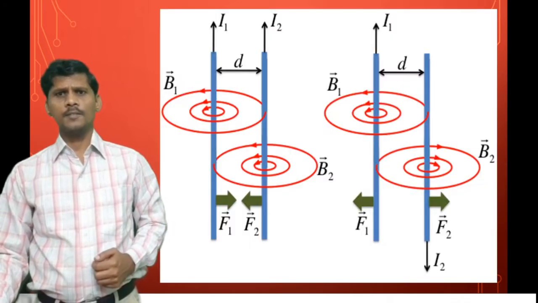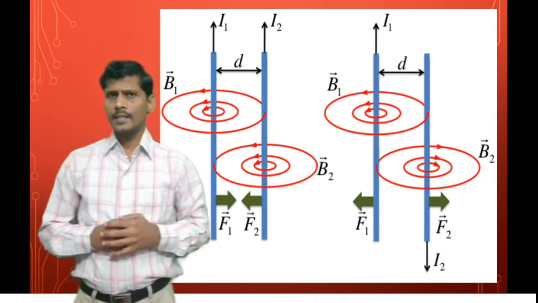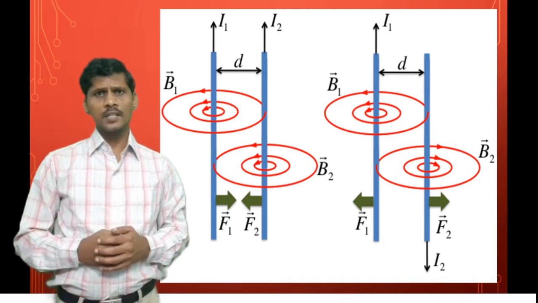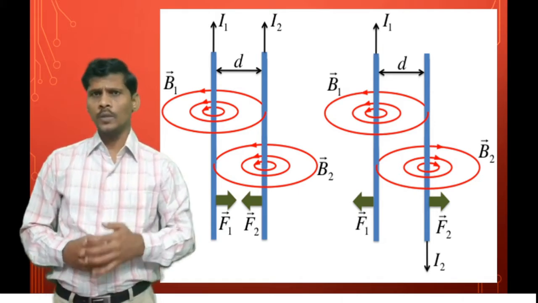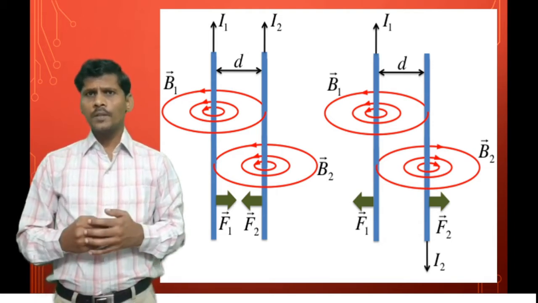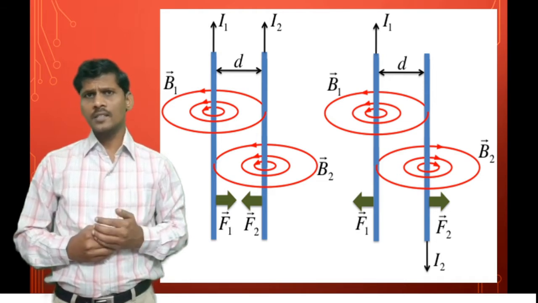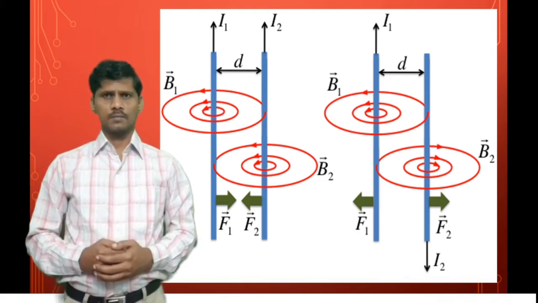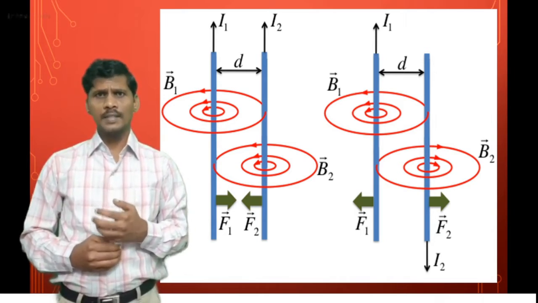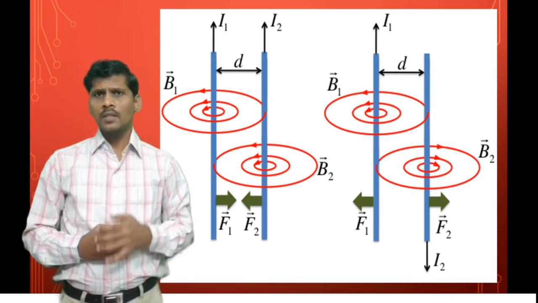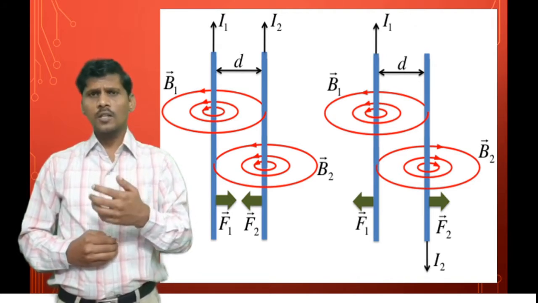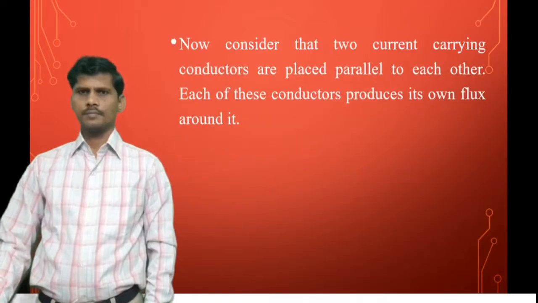Similarly, in magnetostatics, let us consider two straight conductors carrying the direct currents I1 amperes and I2 amperes. The force between two parallel current carrying conductors depends upon the direction of the currents.